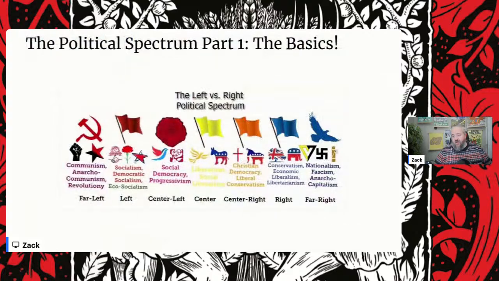So here is one version of someone's political spectrum. We have the basic left versus right versus center, and different ideologies that they believe fall within each one. So we'll use this as our baseline, and as we go along, see how much it checks out with what we decide.